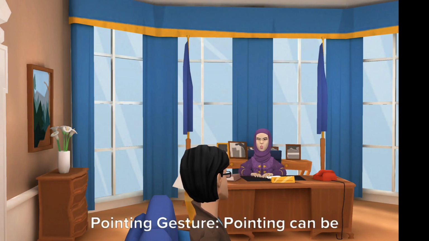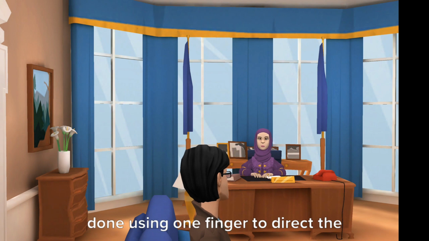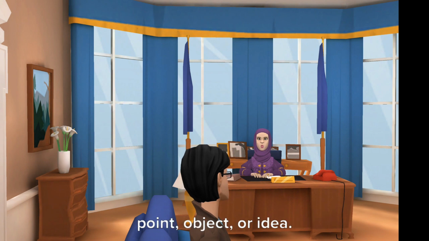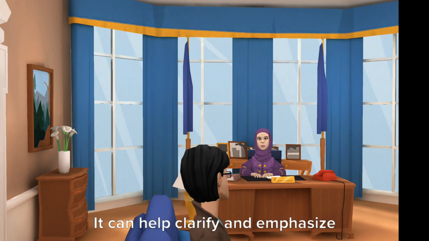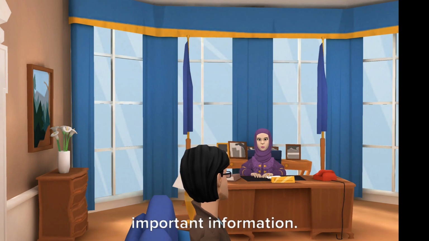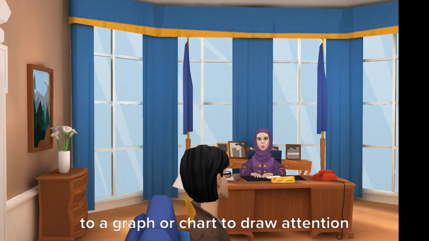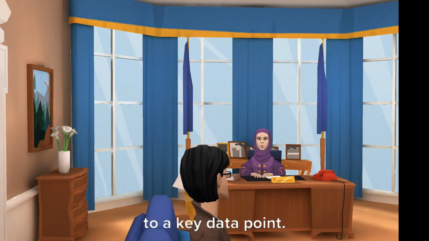2. Pointing gesture. Pointing can be done using one finger to direct the audience's attention to a specific point, object, or idea. It can help clarify and emphasize important information. For instance, a presenter might point to a graph or chart to draw attention to a key data point.